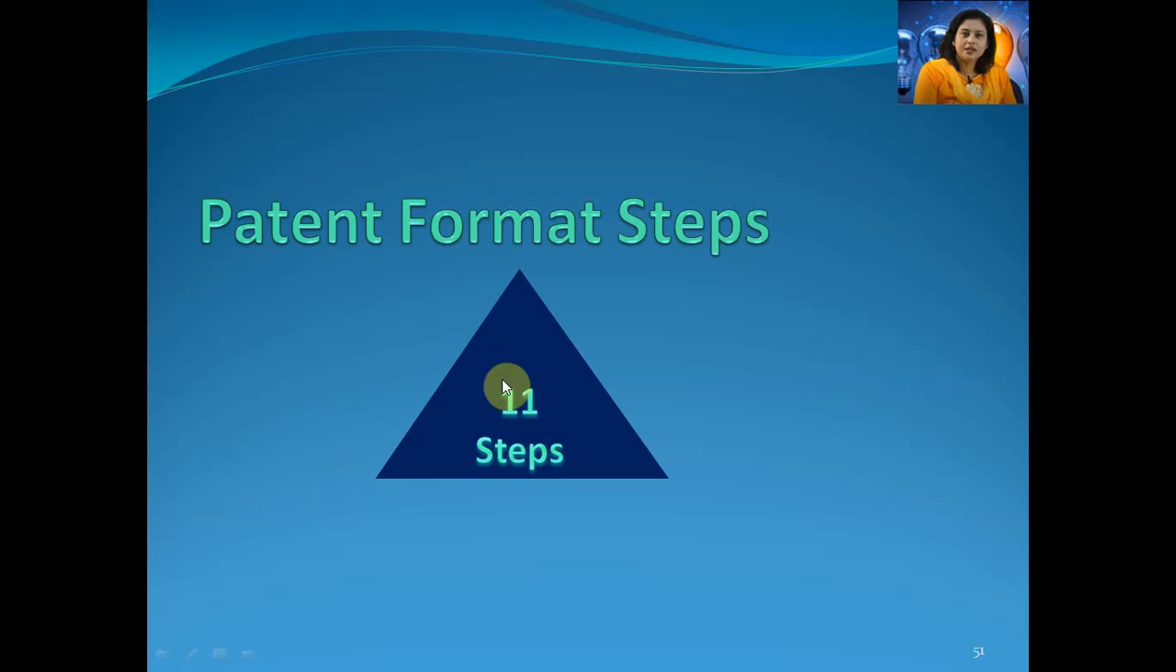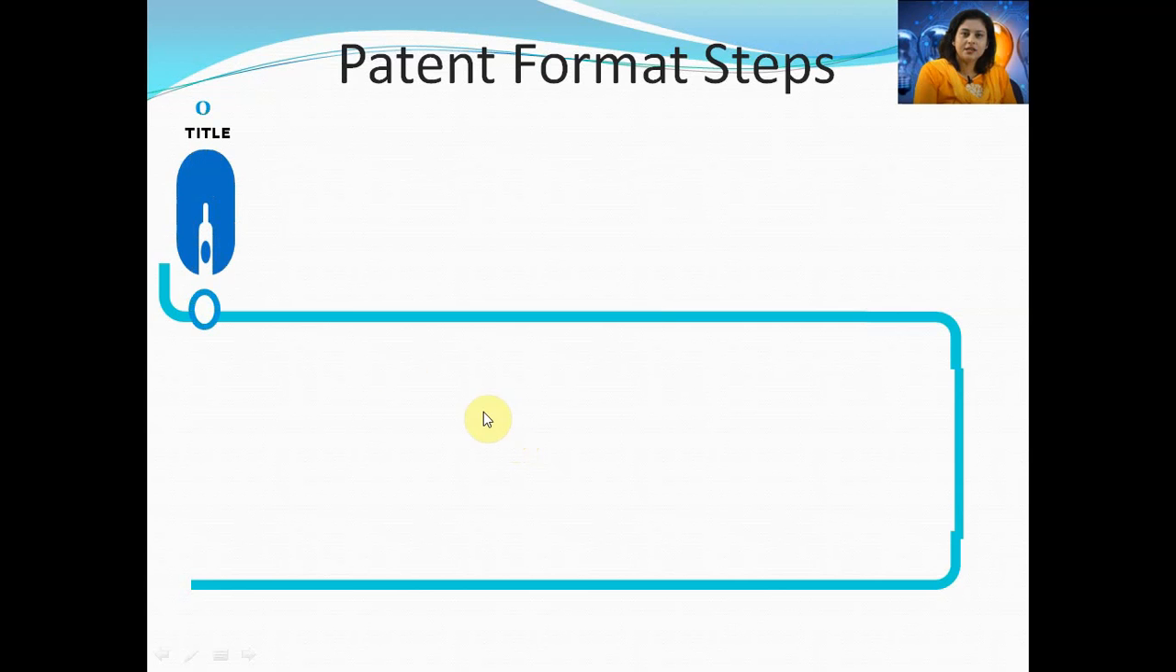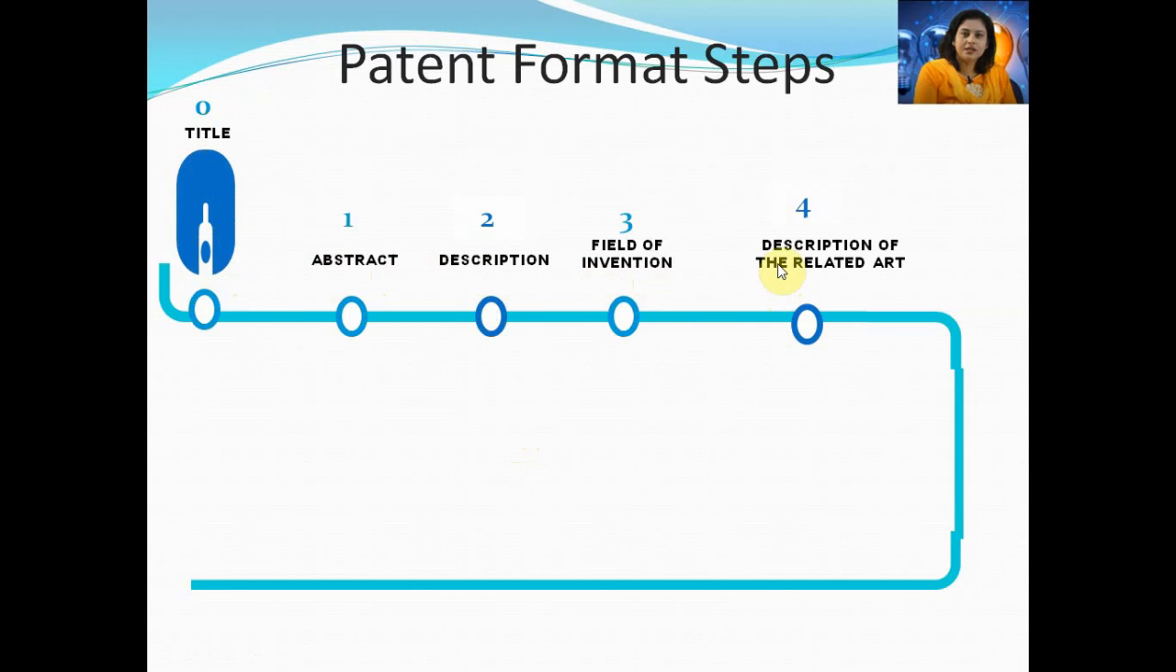There are 11 steps for patent format. Let us go to them one by one. We start with title. Next, we have to draft the abstract. Then comes description. After that, field of invention. Then comes description of the related art. Other 5 patents in the related area need to be discussed here. Moreover, you also have to mention in which way your idea or the topic for which you are going to file a patent is different and how your idea will be more useful for general people.